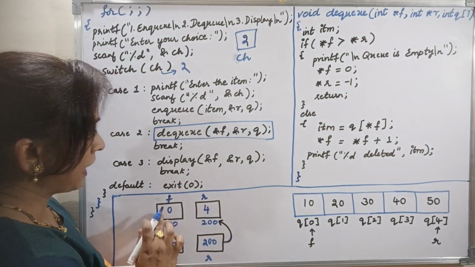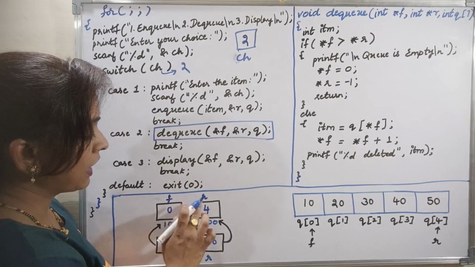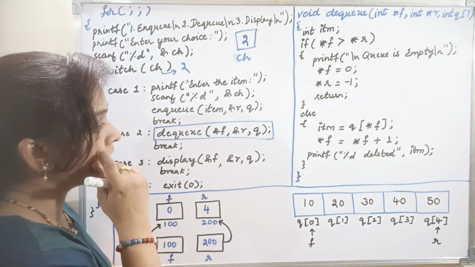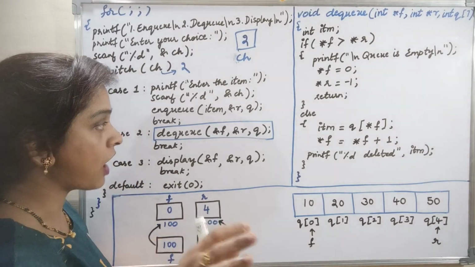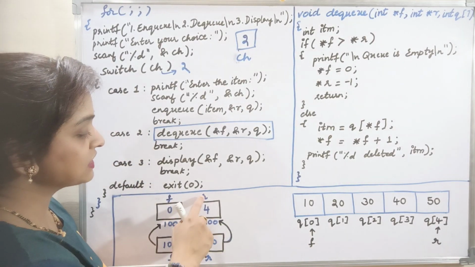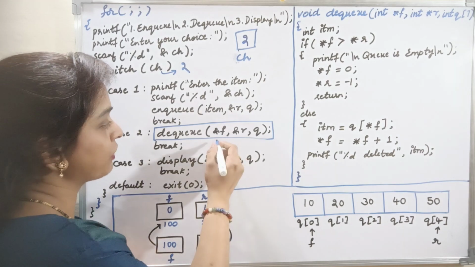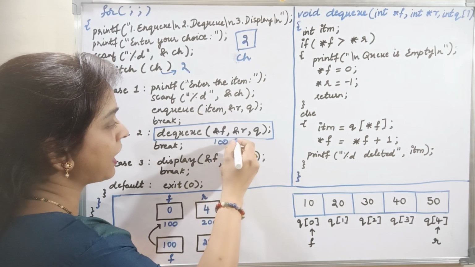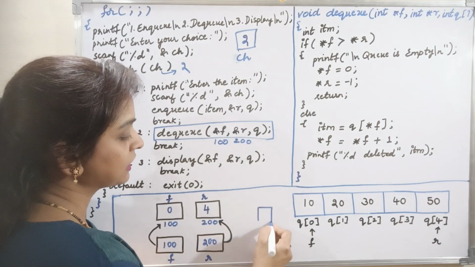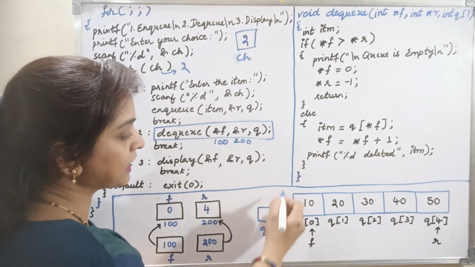So here f is 0 and r is 4. What we are doing is sending the address of f and the address of r. What is the address of f? It is 100. What is the address of r? It is 200. So we are sending 100 and 200, and the array name, that is q, which will be acting as an implicit pointer.